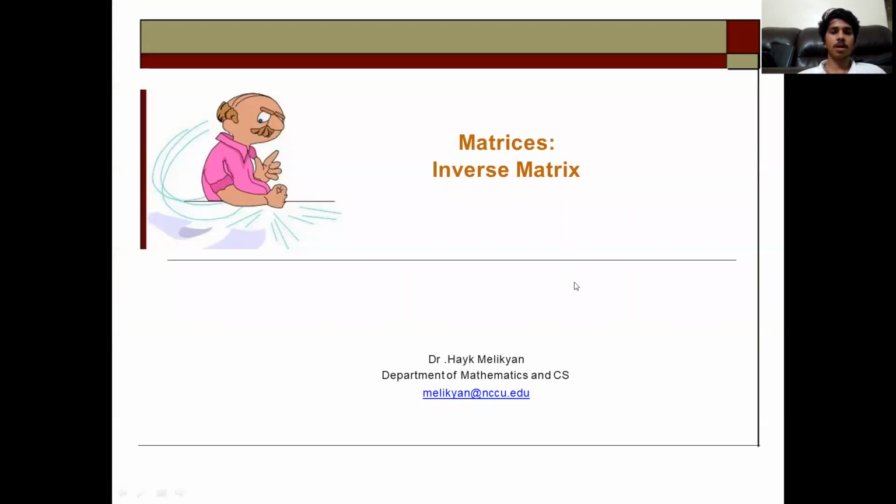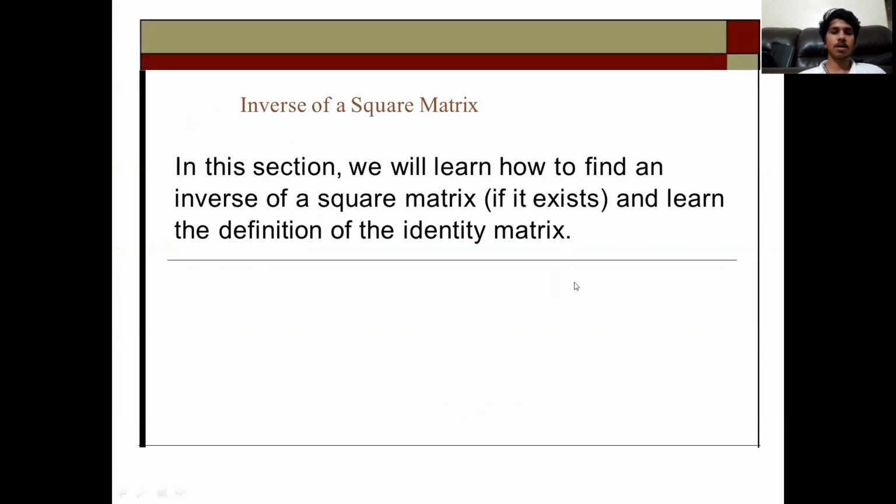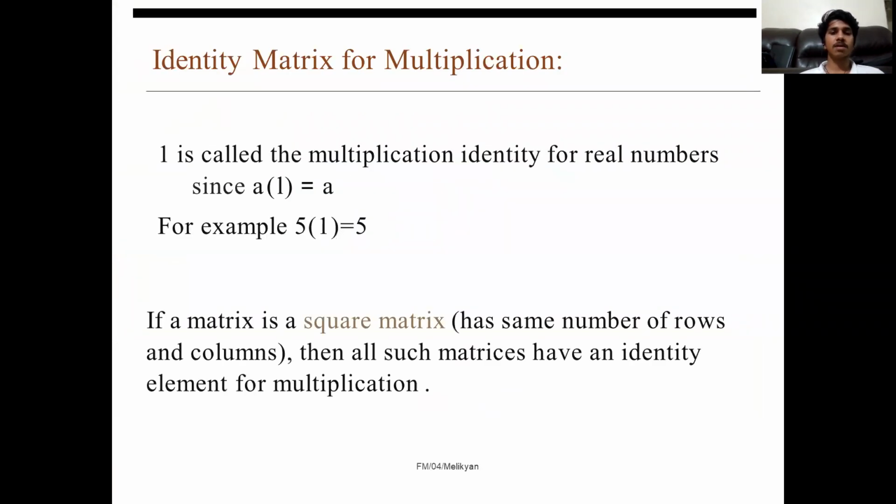My topic is matrix inversion. In this section, we will learn how to find the inverse of a square matrix if it exists and learn the definition of the identity matrix. Identity matrix. For multiplication, one is called the multiplication identity for real numbers, since A times 1 equals A. For example, 5 times 1 equals 5.